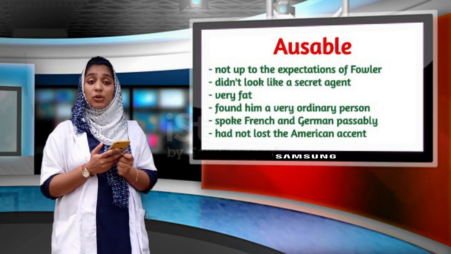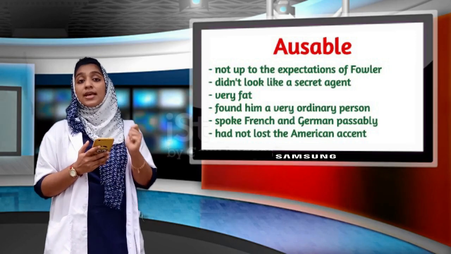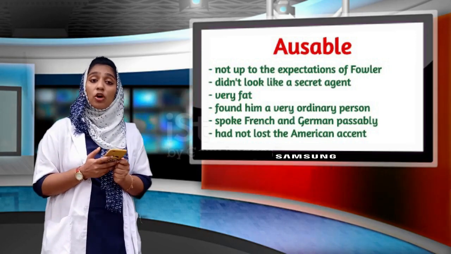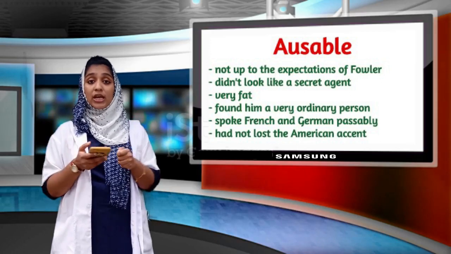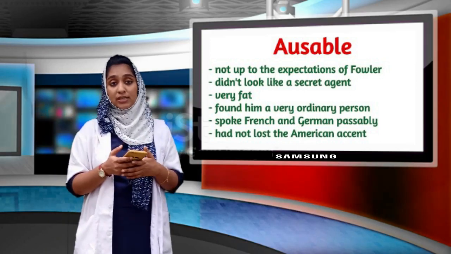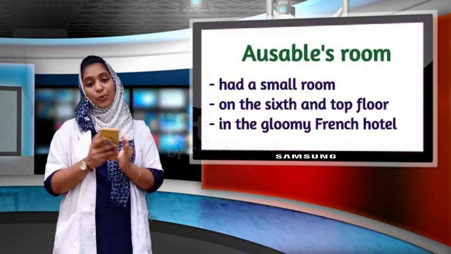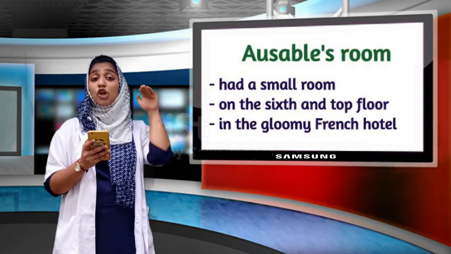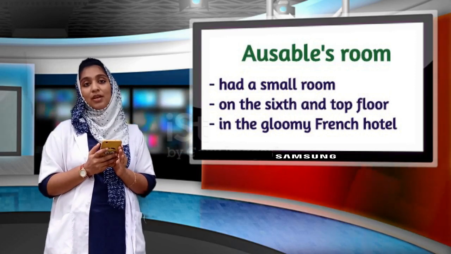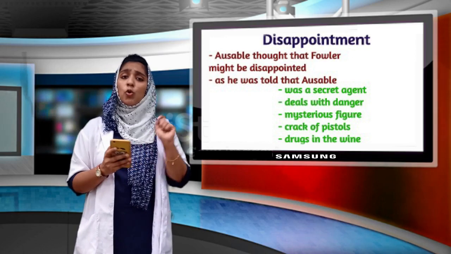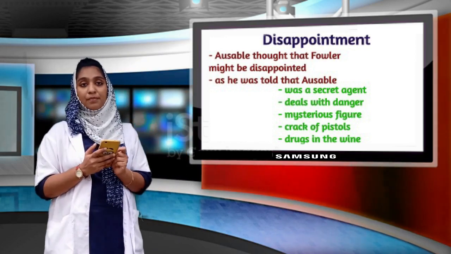So in the beginning of the story, Fowler and Ausable were moving on to their room. Yes, in movies we have watched that most of the secret agents' rooms are always luxurious. They will be living in hi-fi hotels. Here it is the opposite. Ausable had a small room on the sixth floor, the topmost floor of that gloomy French hotel. Disappointment. So who is disappointed here? Yes, it is Fowler who is disappointed.